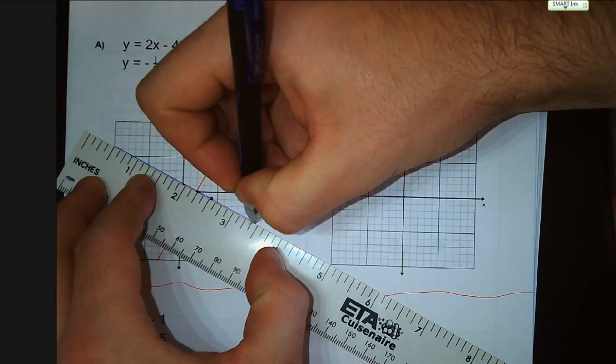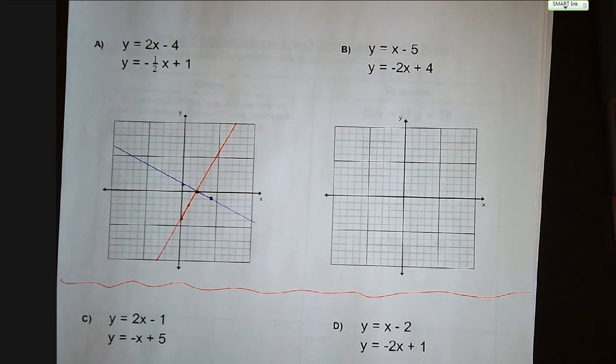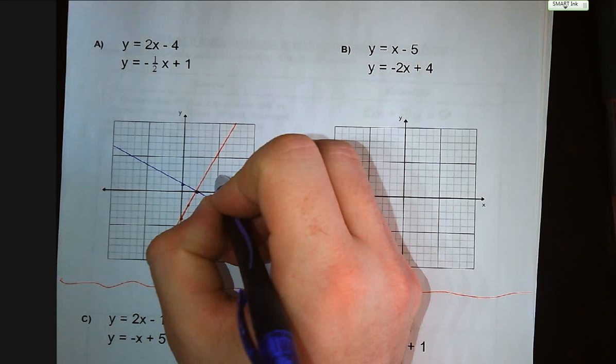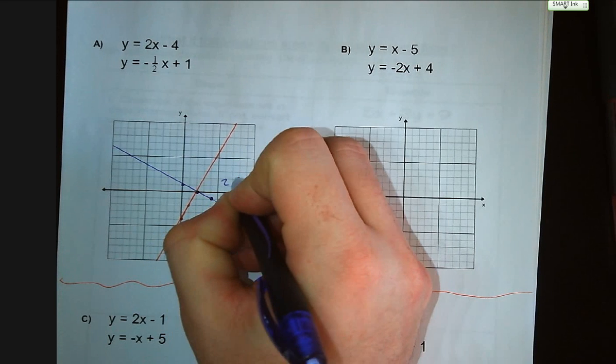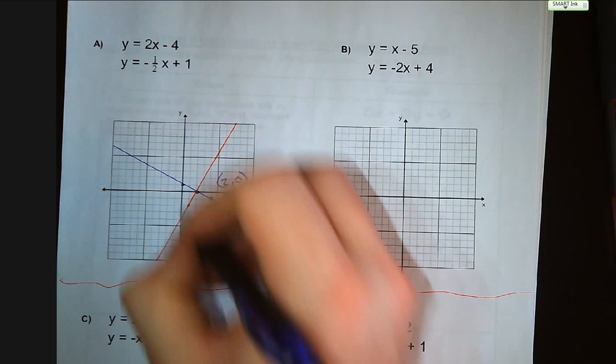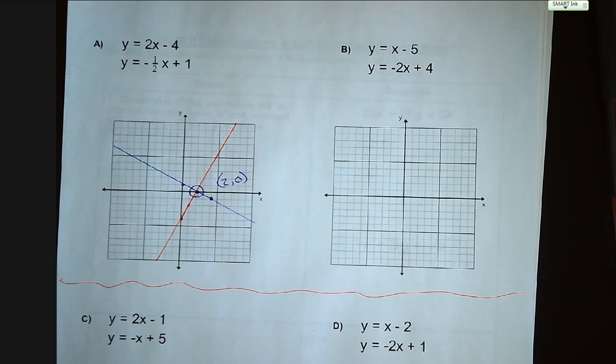All right, and we can see that that line crosses right there in the middle, so our coordinates are going to be 2, 0. So when you are answering a system of equations, I am looking for the ordered pair that makes the equation true. I don't want just the graph. I want you to tell me 2, 0 is the point in which they cross.